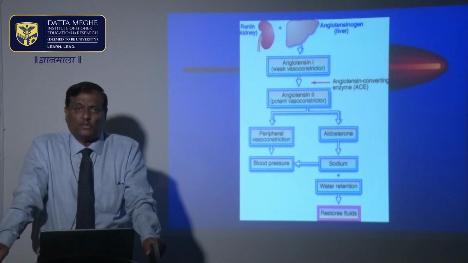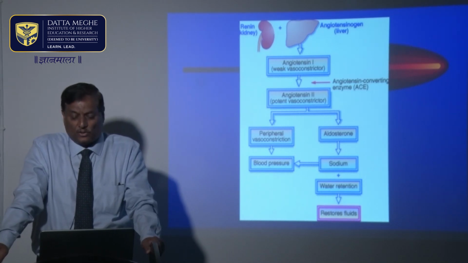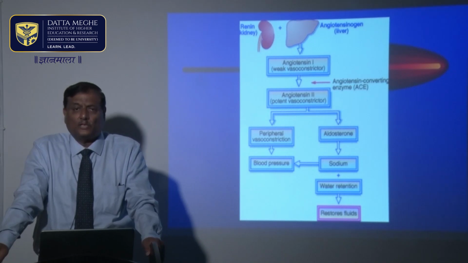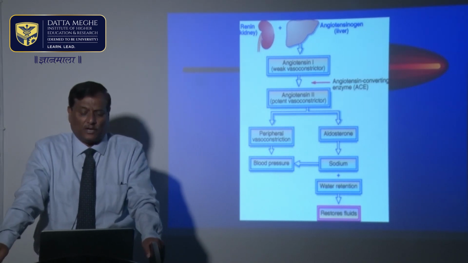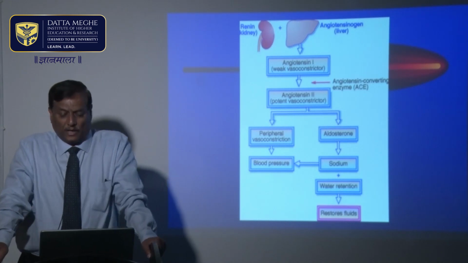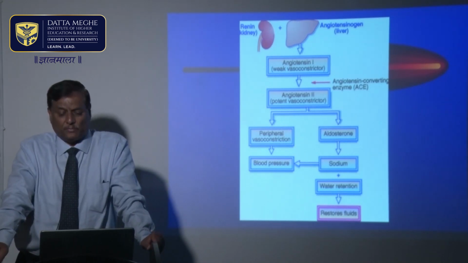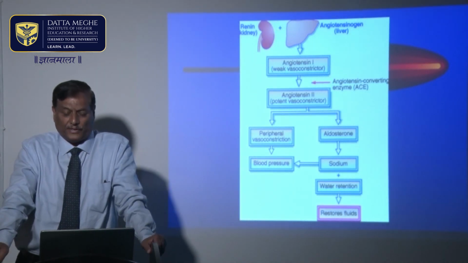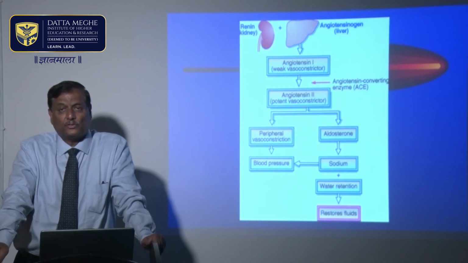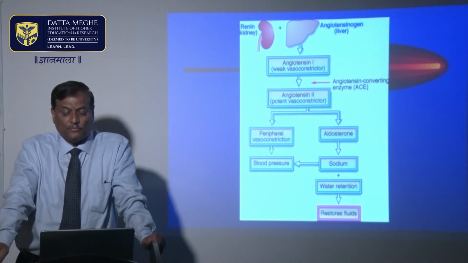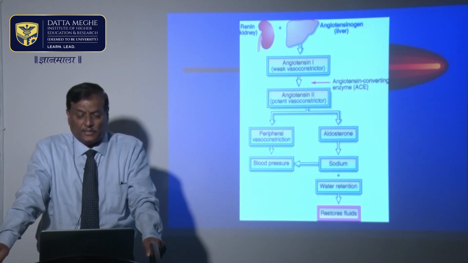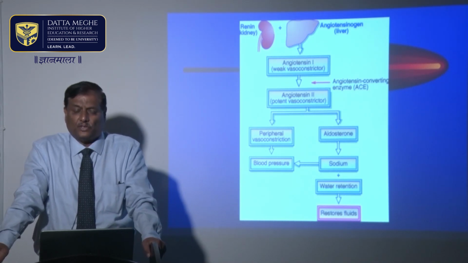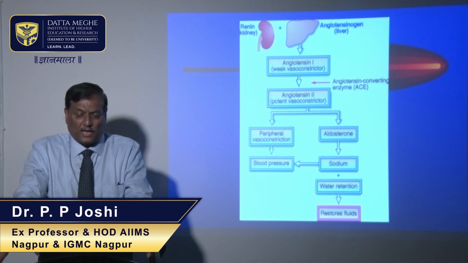And angiotensin 2 has two important functions. One is that it is an important peripheral vasoconstrictor, and it also acts on the zona glomerulosa, which is the outer layer of the adrenal cortex, to produce aldosterone. Aldosterone is a very important mineralocorticoid, which causes sodium and water retention, and that causes edema of feet, and it also increases the blood pressure. And therefore, we have drugs like angiotensin converting enzyme inhibitors, which inhibit the conversion of angiotensin 1 to angiotensin 2, and then we have more peripherally acting RAS inhibitors.